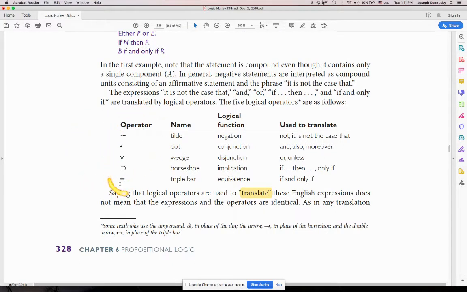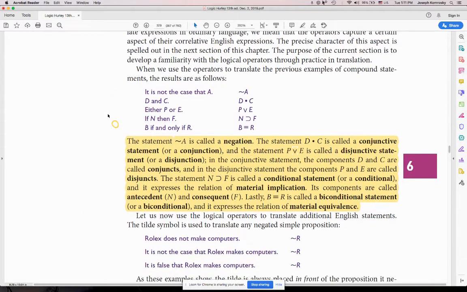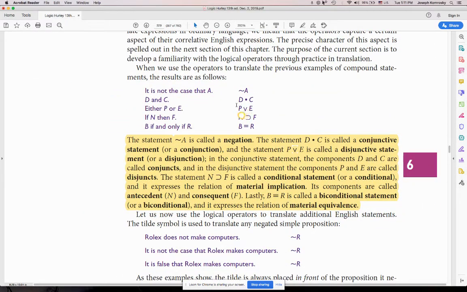And when we're looking at our examples, we just want to know what's the main one that we're looking at. So right there, what's the main operator here? That V, right? That little wedge. What's the main operator there? The horseshoe. What's the main operator here? Triple bar, right? It's the only operator in there. What's the main operator here? The tilde, or the negation. Yeah.